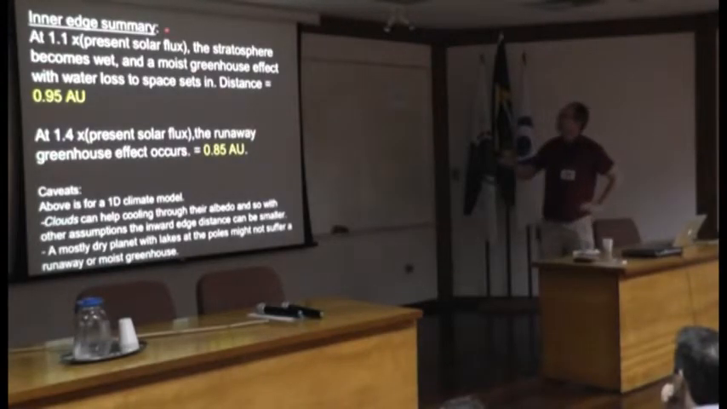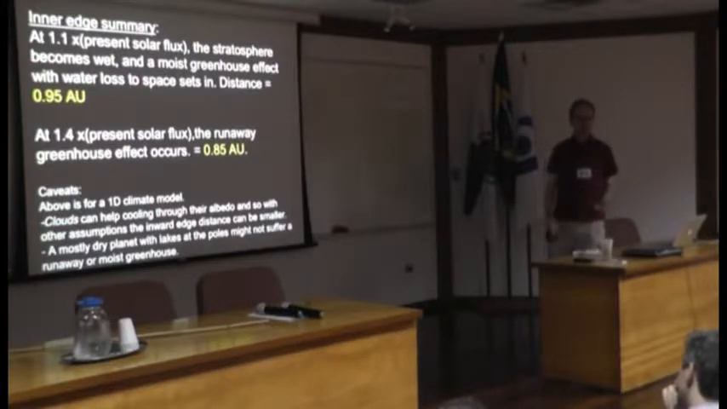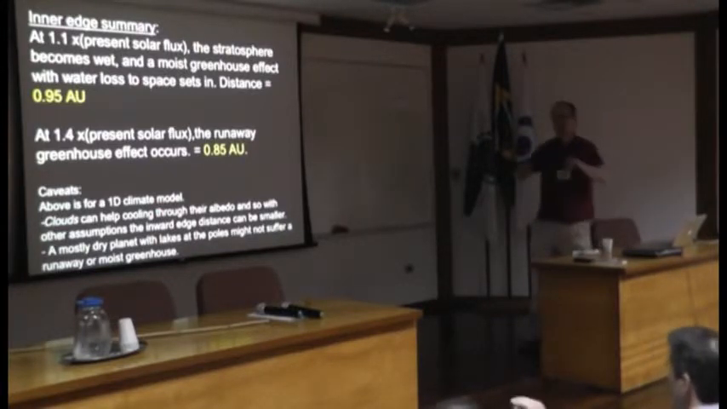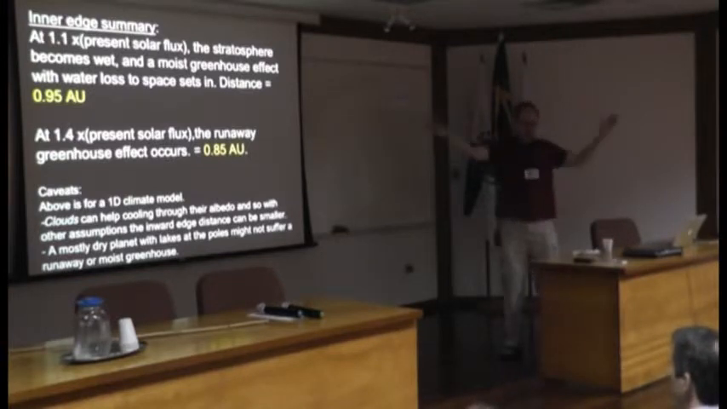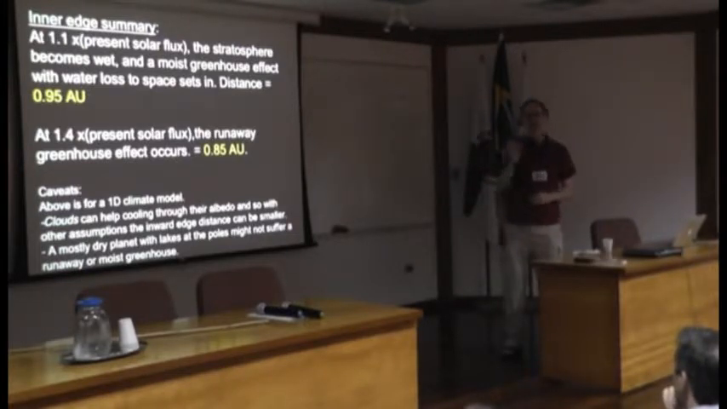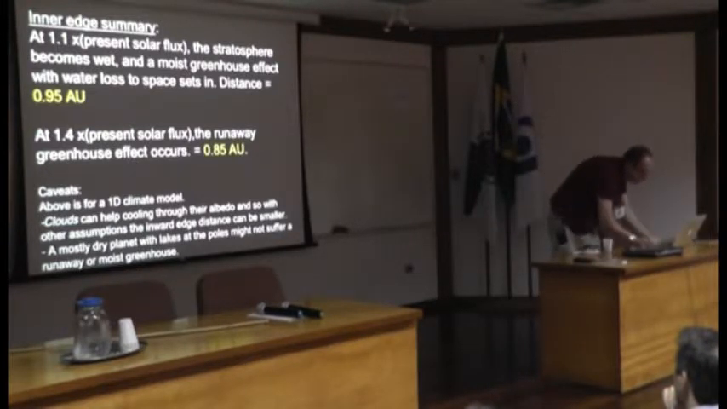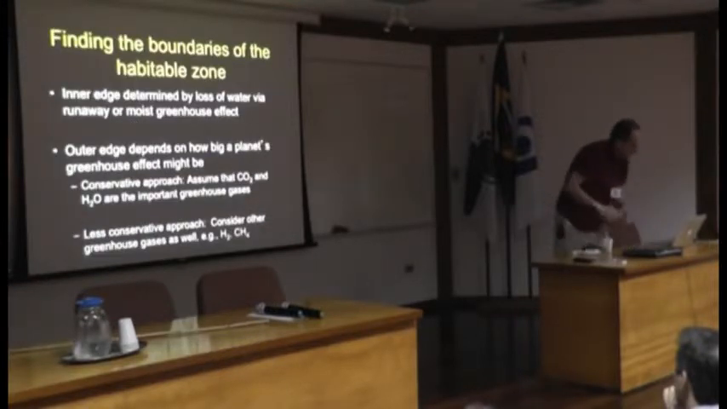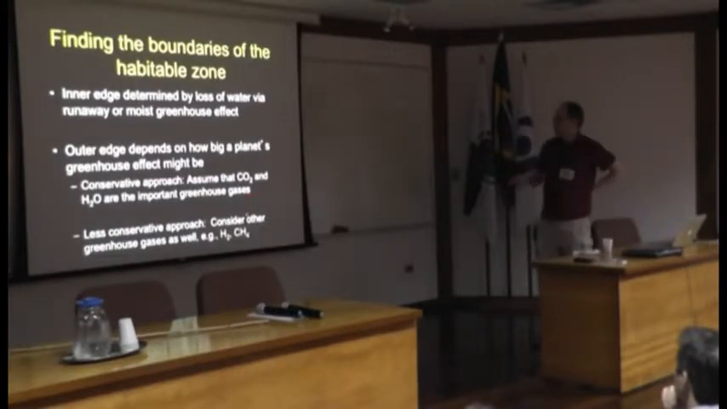And those are the caveats. I've just said all this, and this is actually for a 1D climate model, so that's another caveat. In 3 dimensions, we know that there's circulation of the air, and the circulation can also change the albedo as a function of latitude, and there's another nuance that could be taken into account. And for the outer edge, there's this assumption about how the greenhouse effect works and what the greenhouse gases are.